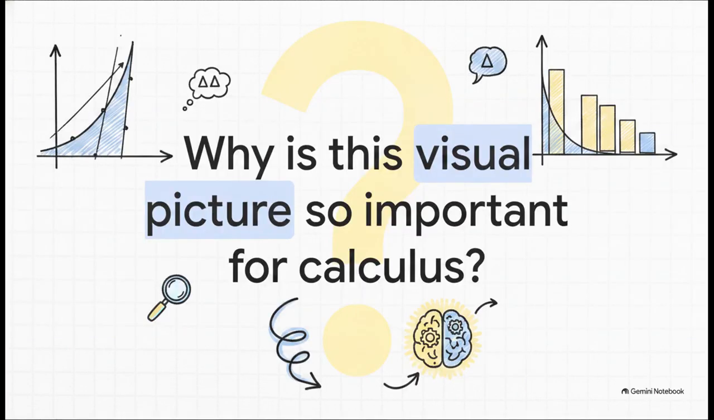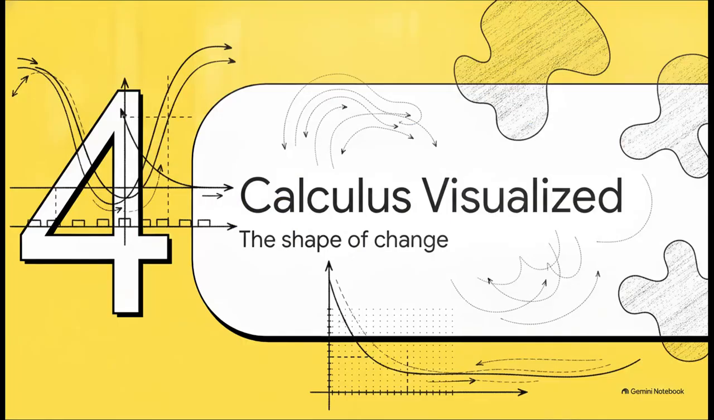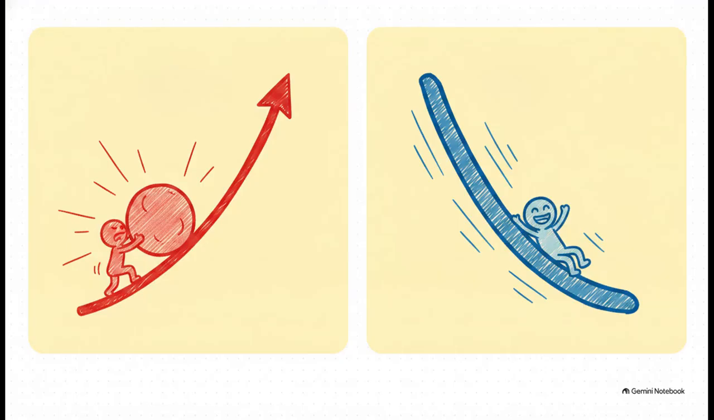But let's pause for a second. Why are we doing all this? Why is this visual picture so absolutely crucial for understanding calculus? I want you to really chew on this for a moment, because this right here, this is the most critical conceptual leap of the entire explainer. Section 4, Visual Meaning of Calculus. This is where the magic happens. We take these static, unmoving pictures and turn them into dynamic, living stories of change.